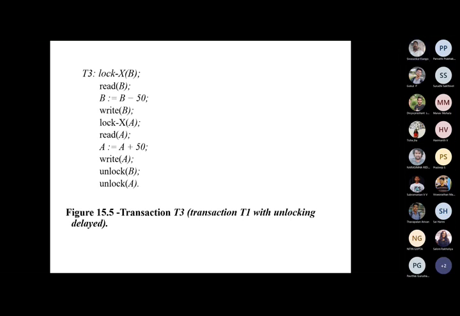So with the same instructions, you acquire an exclusive mode lock on the data item capital B, read the data item capital B, perform a debit operation on it, and write the updated value of capital B. Again, acquire an exclusive mode lock on data item capital A, read the value of capital A, add or credit $50 into the account A, or update the value of the account capital A. Once you use a particular variable, you used to unlock it, whereas here you are going to delay the unlocking till the end of the transaction, right?